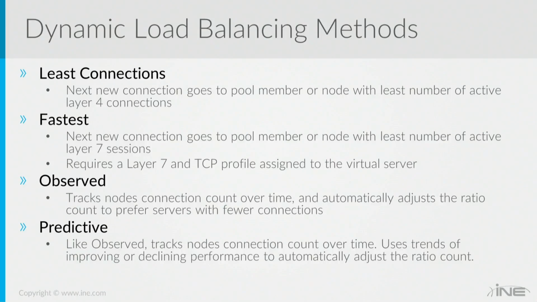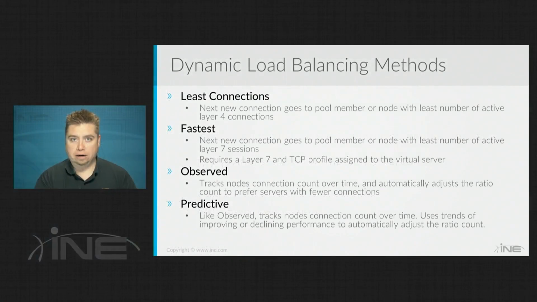In the case of fastest load balancing, either at the application or the member, we would need to apply a layer 7 TCP profile onto the virtual server. And we're going to come back to profiles in more detail later. But we're basically looking at the application layer. How long is it taking me to send the HTTP GET request and then have the response come back in? Whereas if we were to look at the least number of connections, that's only based on the layer 4 information.